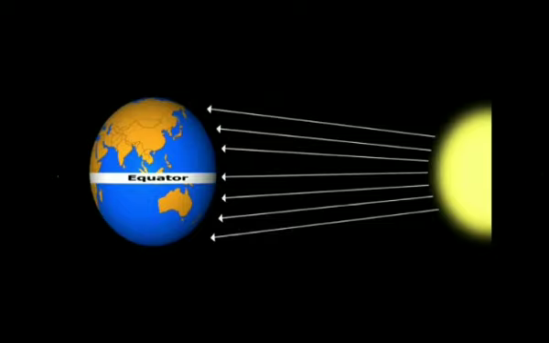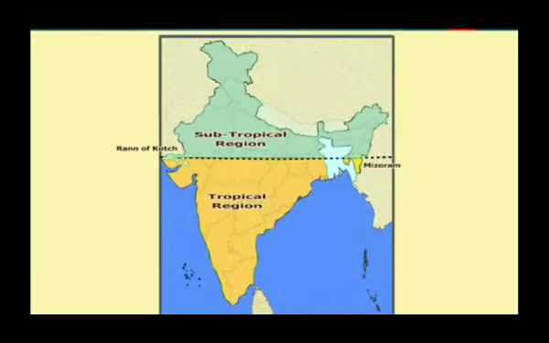Coming to India, the Tropic of Cancer passes through the middle of the country, that is from the Rann of Kutch in the west to Mizoram in the east. Almost half the country lies to the south of Tropic of Cancer belonging to tropical area, whereas the remaining area which is in the north lies in the subtropical area. Therefore, we can say the climate of India has characteristics of tropical as well as subtropical climate.